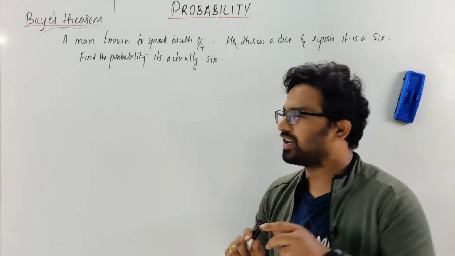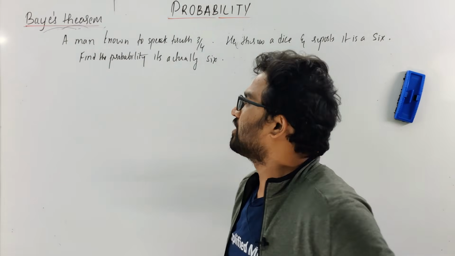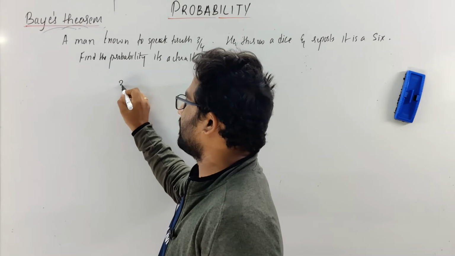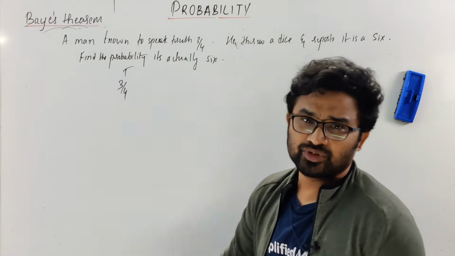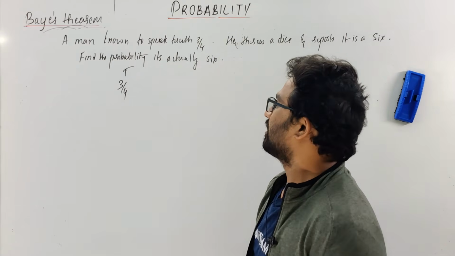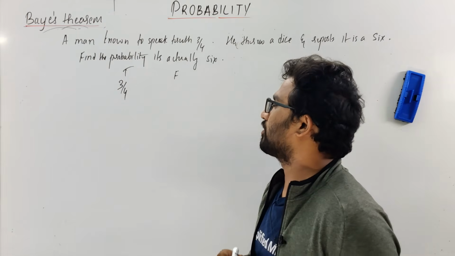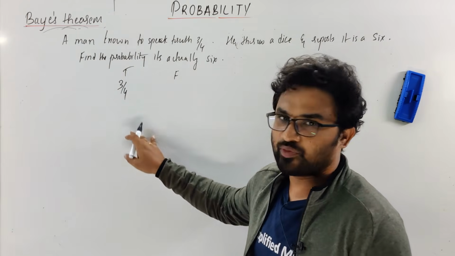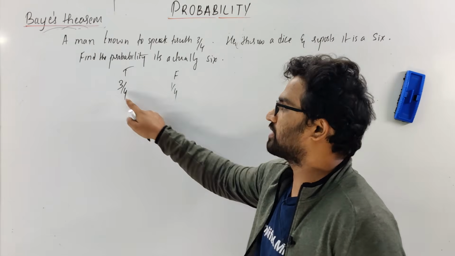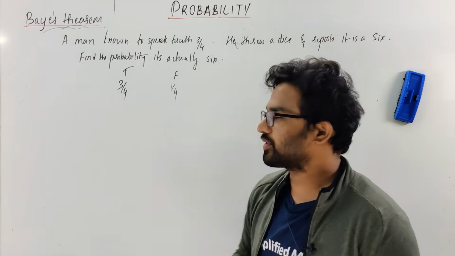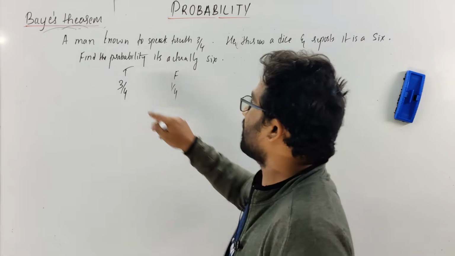Let's solve it and not worry about steps. A man is known to speak truth. He tells the truth 3 out of 4 times, so almost 75% of the time he tells the truth. Many people say 70% of the time they lie, anyway, no one is perfect. If he speaks truth 3 out of 4 times, obviously he lies 1 out of 4 times, because 1 minus 3 by 4 is 1 by 4. He throws a die and says it's a 6. What's the probability it's actually 6?